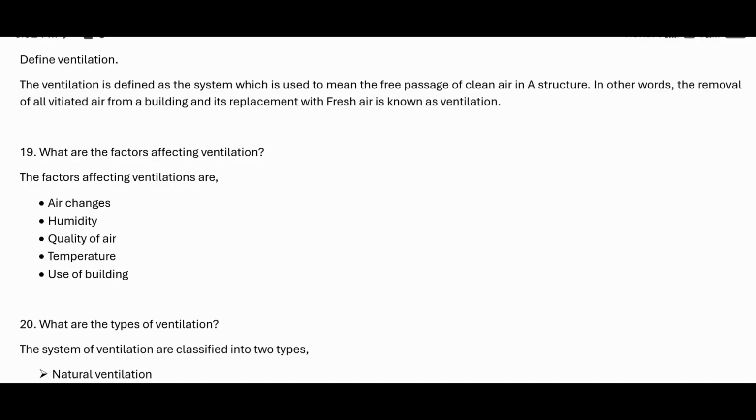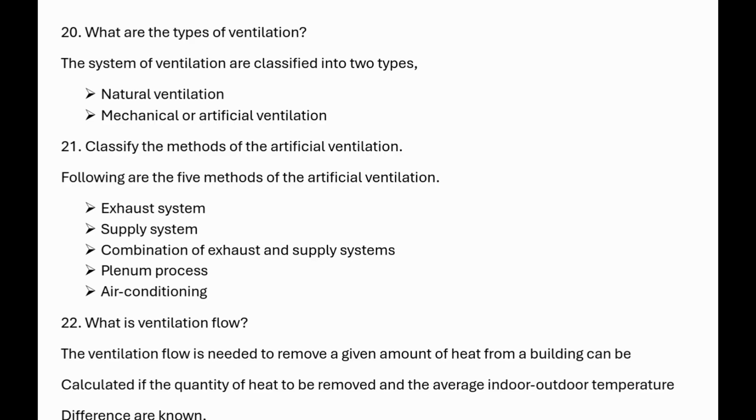Next question, what are the factors affecting ventilation? The factors affecting ventilation are air changes, humidity, quality of air, temperature, use of building. Next question, what are the types of ventilation? The systems of ventilation are classified into two types: natural ventilation, mechanical or artificial ventilation.